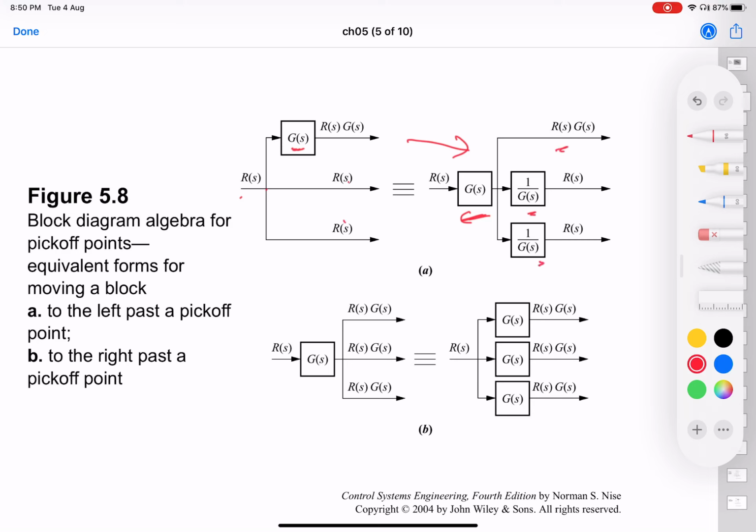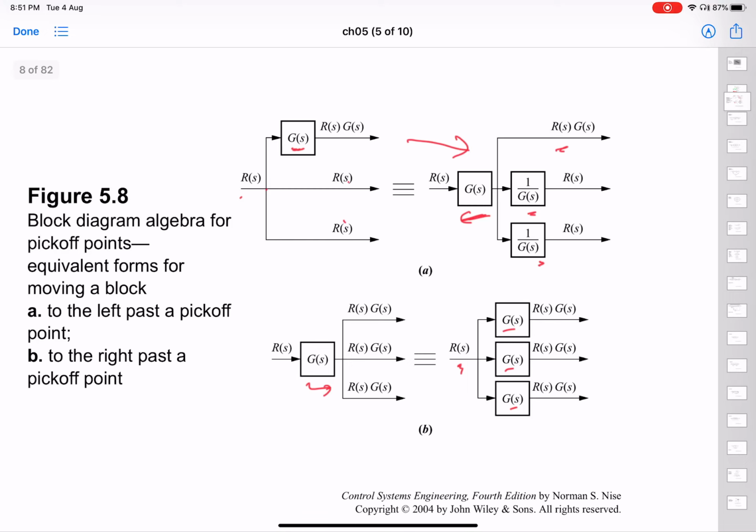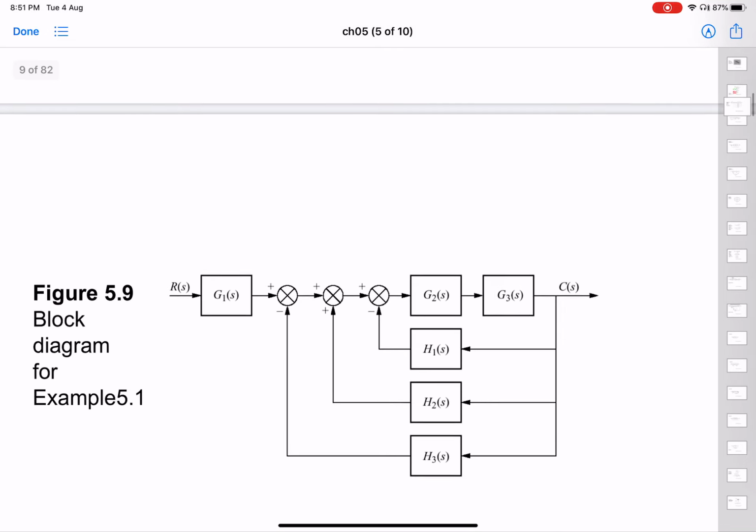In a similar way, if you want to move the block to the right past the pickoff point, then what you can do is take this RS and move the pickoff point to the right, but you have to multiply each pickoff point with GS. It's very simple, and I don't think it needs a lot of explanation. Let's get to an example where we're applying these techniques.